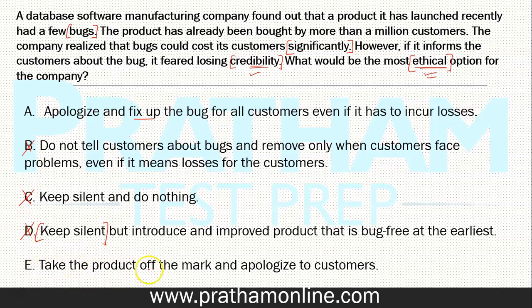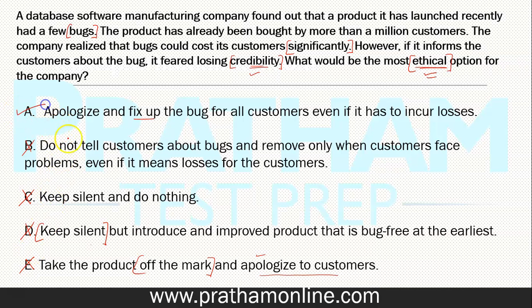He says, take the product off the market and apologize to customers. Apologizing is still okay, but taking it off the market does not find a solution. If the customer has taken any product, he is going to use it. He does not want an apology from the company only. He wants improvement on that. The client would be looking for something concrete, not just apologies. Hence, E is also ruled out.